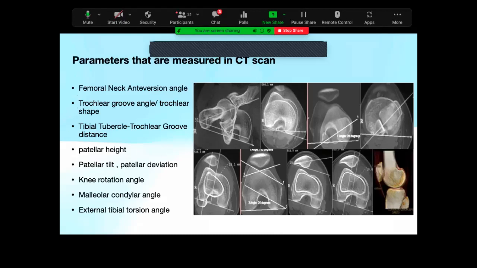Here is a list of parameters which can be measured in CT scan. Not all of them are that important. I will try to talk about the most important ones, like femoral neck anteversion angle, trochlear groove or trochlear shape, tibial tubercle trochlear groove (TTTG) distance, patellar height, patellar tilt, etc. And there are external tibial torsion angles like knee rotation angle, malleolar condylar angle, external tibial torsion angle, etc.